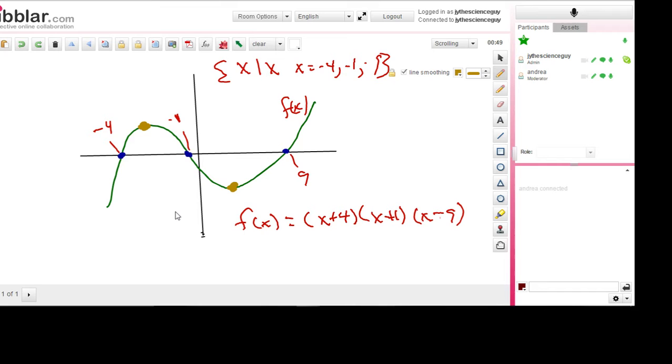Turning points, 2. So the turning points will always be 1 less than the degree? Right. Okay. Or should I say the maximum number of turning points will always be 1 less than the degree? I probably should say that specifically.